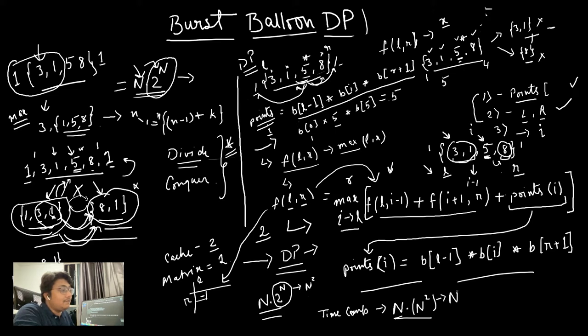Okay, if we want to talk about the space complexity for this problem, if you remember, we have a dimensionality of 2 for this problem. So that's why we need a two-dimensional matrix to store the results. And if the problem size is n, then the number of elements in the matrix will be n square. So that's why the space complexity will be n square.